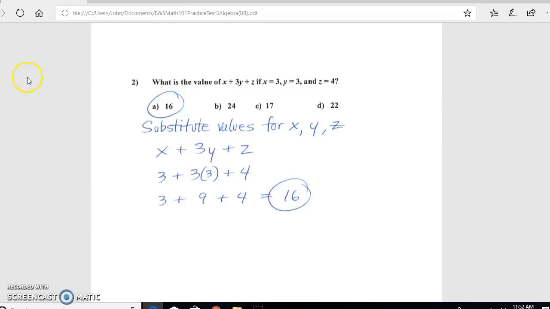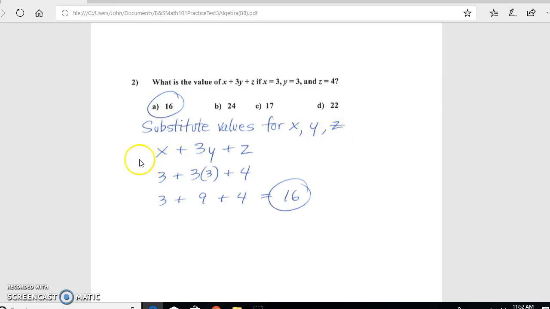This is the practice test for algebra, and here we're working on problem number 2, which says, what is the value of x plus 3y plus z if x equals 3, y equals 3, and z equals 4? So the first step is to substitute into the expression the values for the x, the y, and the z.